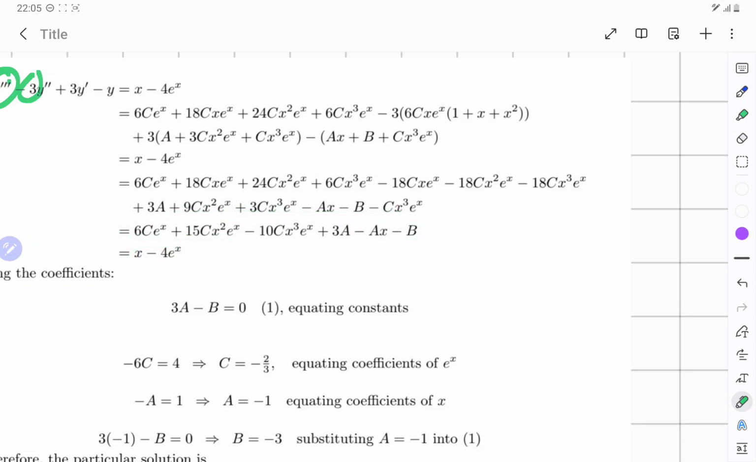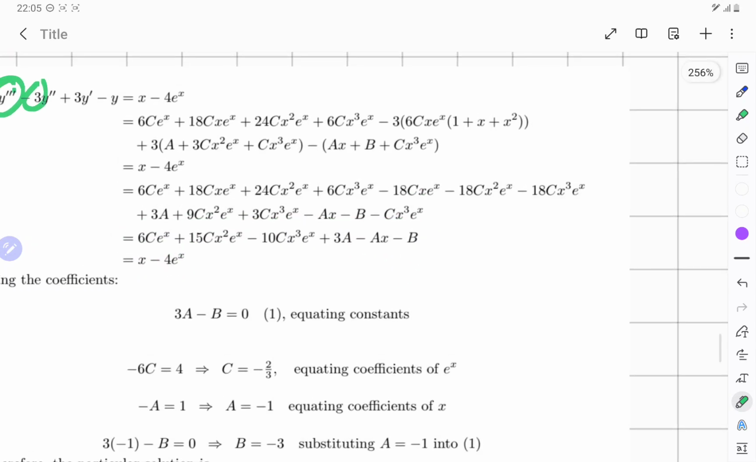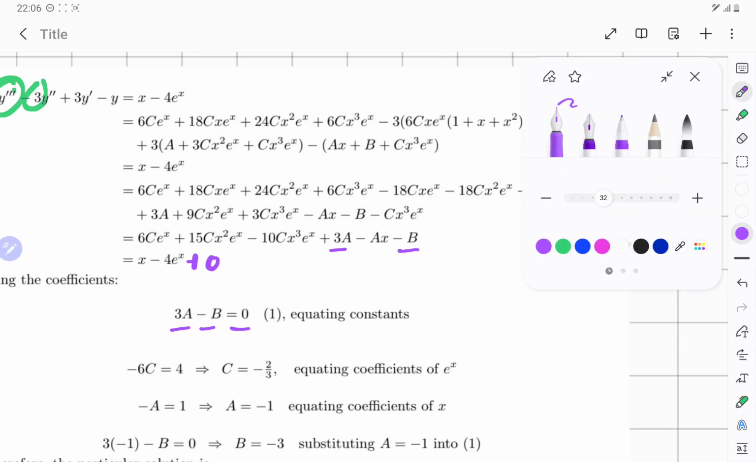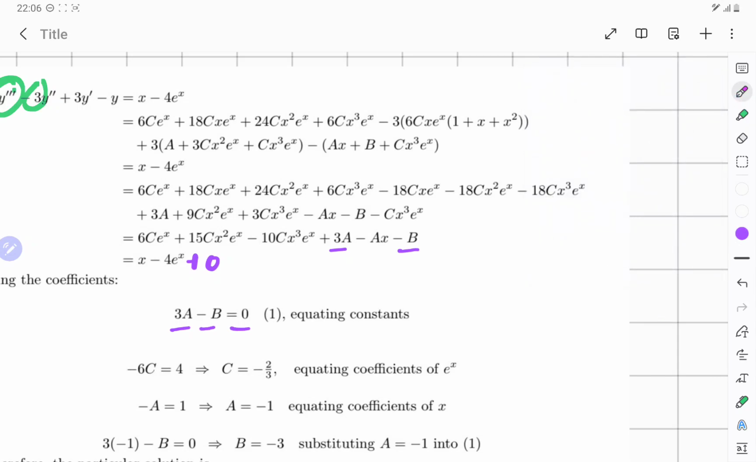We will equate coefficients. So let's just check this. On the left hand side, my constants are plus 3a minus b. On the right hand side, I have no constants. Hence, 3a minus b is 0. Now what we're going to do, we will look at the coefficients of x.